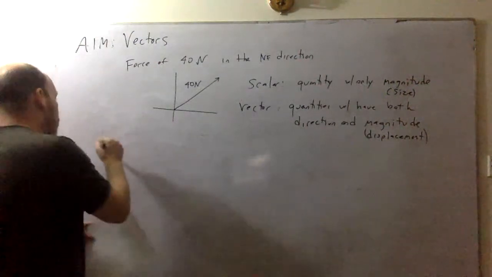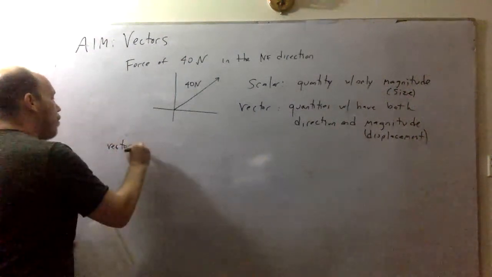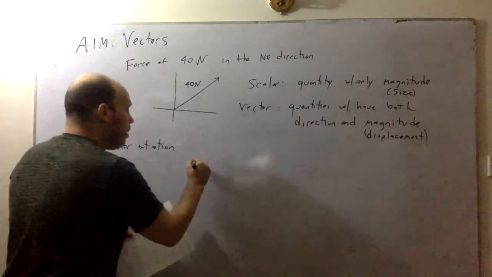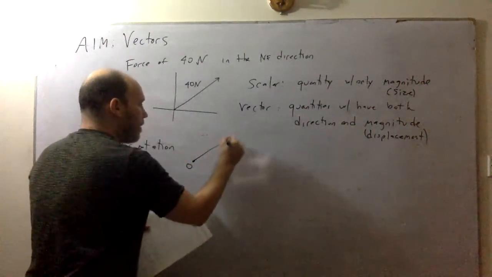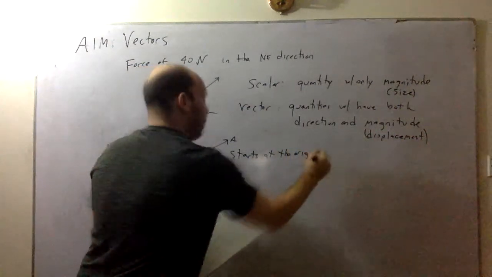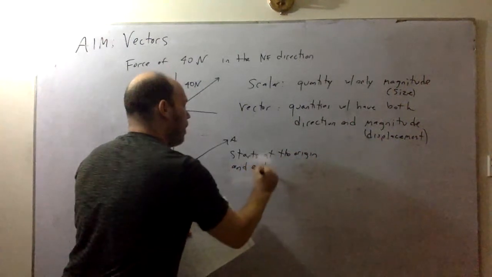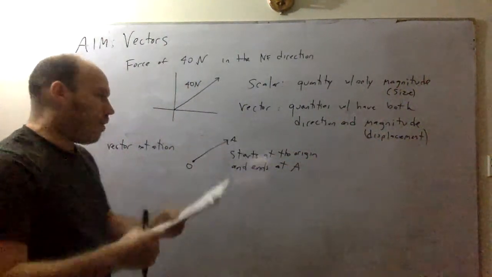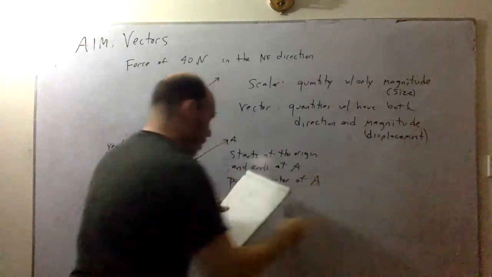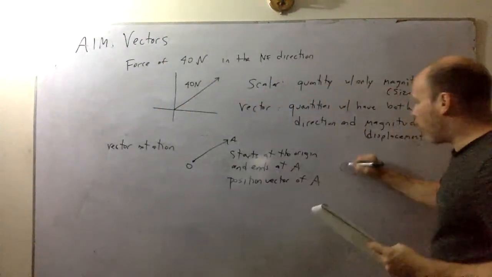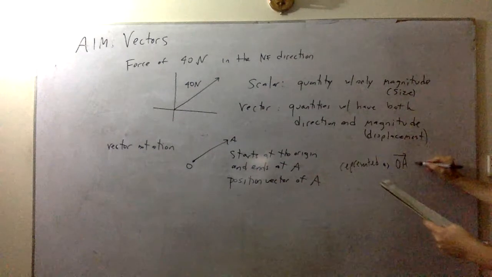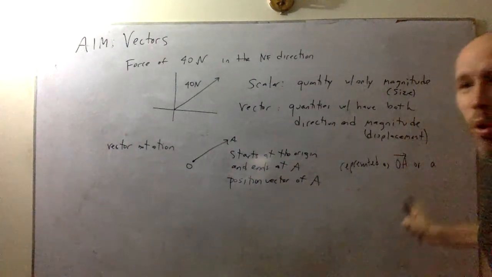Okay, so first of all, let's talk about vector notation. We see this is O, and let's call this A. The vector starts at the origin and ends at A, and we call this the position vector of A. It can be represented as OA, or simply little letter a, but really bold. So this is the idea.